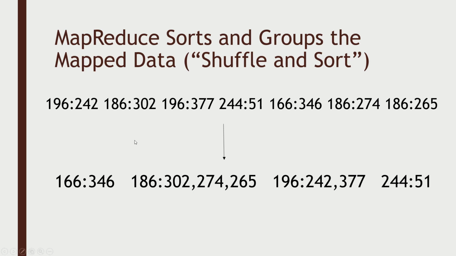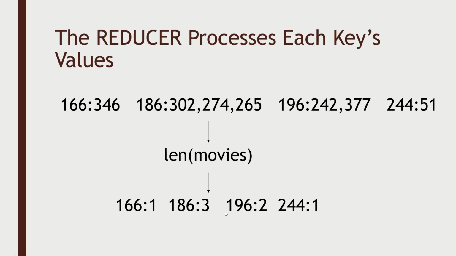Remember, different mappers might be just processing different chunks of data. So all the ratings for user ID 186 might actually be coming from mappers on completely different computers. The power of MapReduce is that it will aggregate all those values together across the entire cluster for you and put them all together in one spot where you can process them together. And that's exactly what your reducer does.